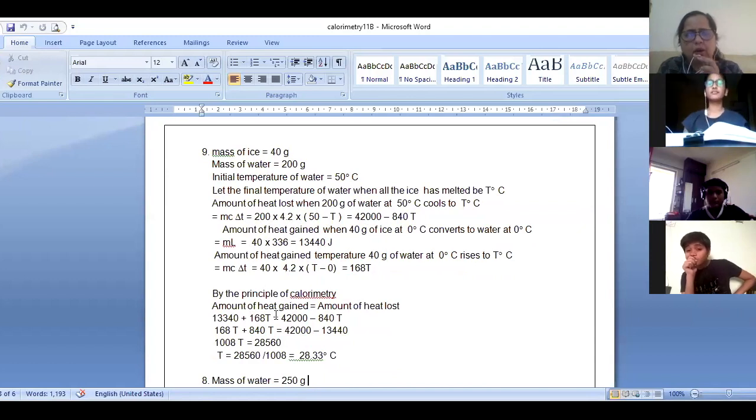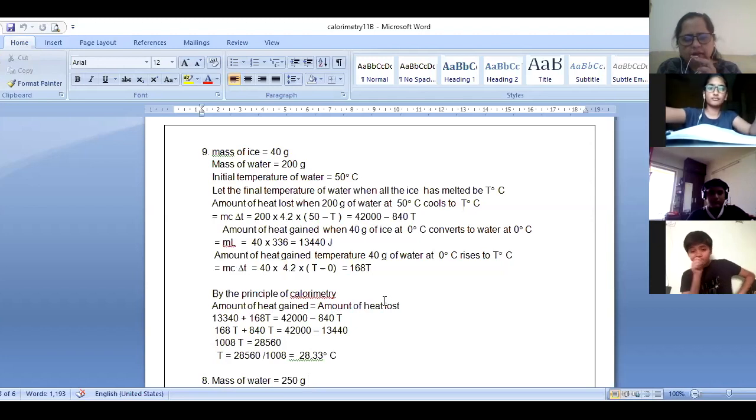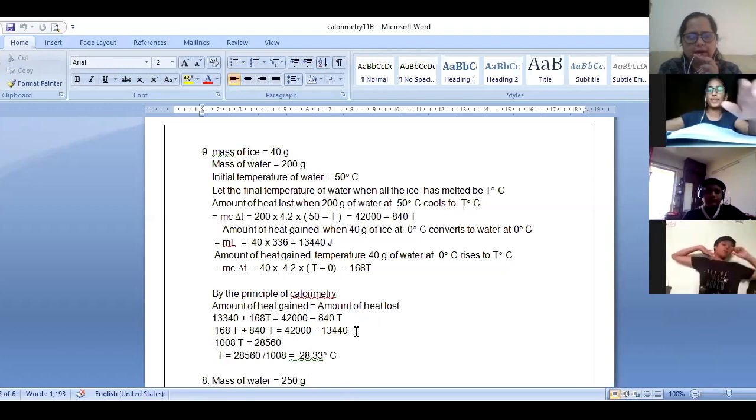And what is the amount of heat lost? Heat is lost by water, right? From 50 degrees it is coming down. So 42,000 minus 840 T, that is the heat lost by water. You get a linear equation, right? So all the T's on one side. So 840 T I take on that side because this is negative. So you take it on that side, it becomes positive. So 168 T plus 840 T equal to 42,000 minus 13,440. You bring it on this side.